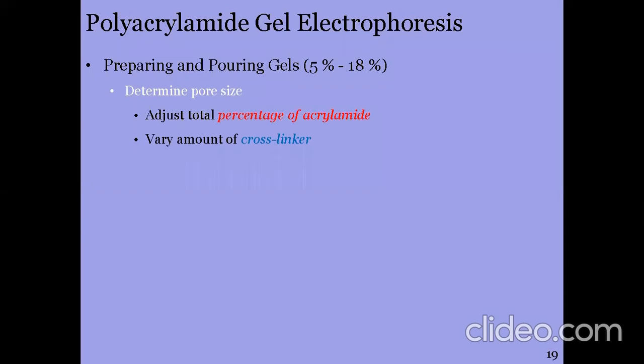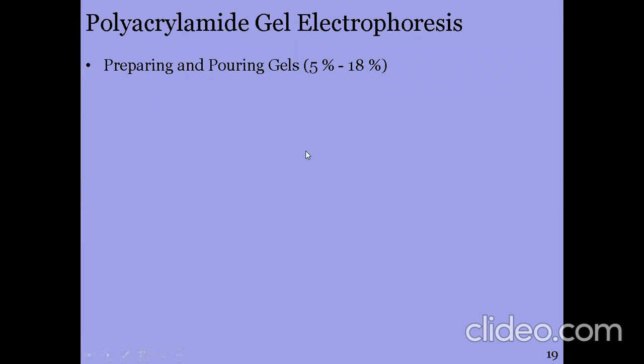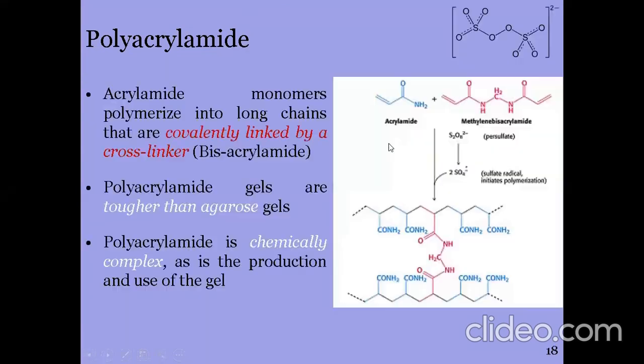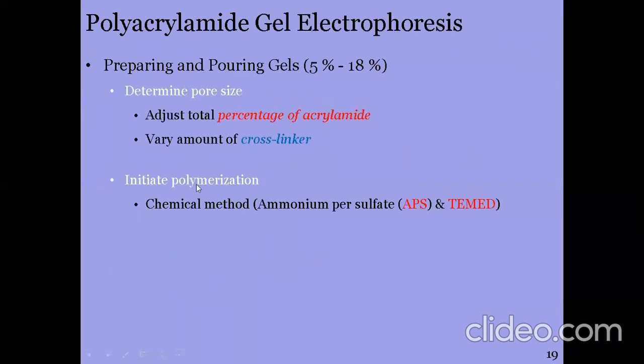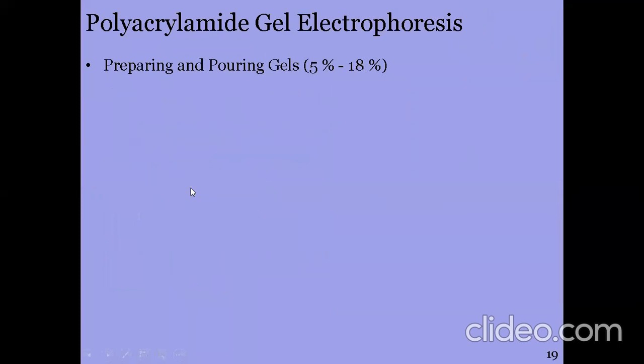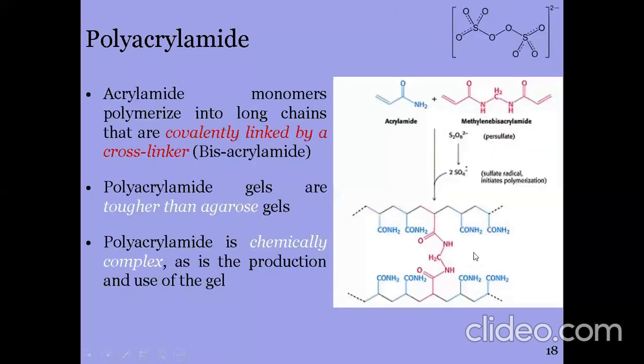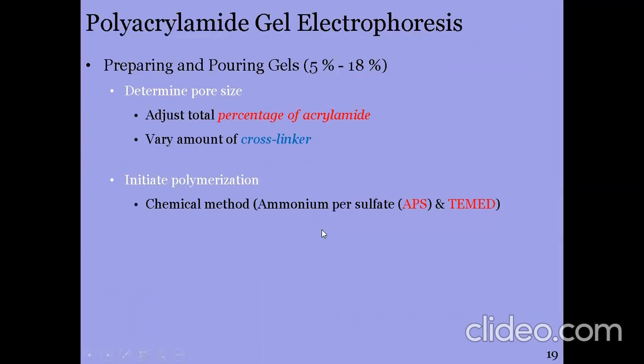To determine the pore size, we adjust the total percentage of acrylamide and vary the amount of cross-linker. The more the cross-linker, the smaller the pore size. And then initiate polymerization. How can we initiate polymerization? How can we polymerize the gel?